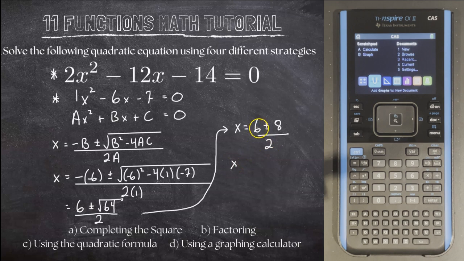Okay, and the 2 we can apply to both the 6 and the 8 because that's nice. So that is 3 plus or minus 4. So x is going to equal 3 plus 4 is 7, or 3 minus 4 is negative 1.